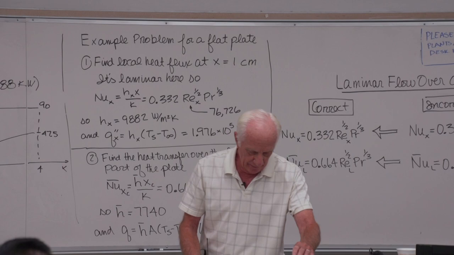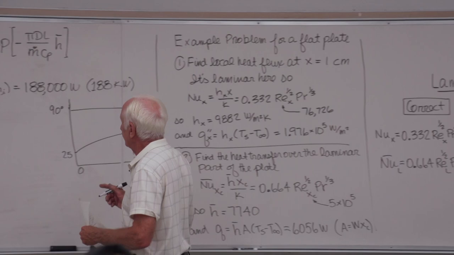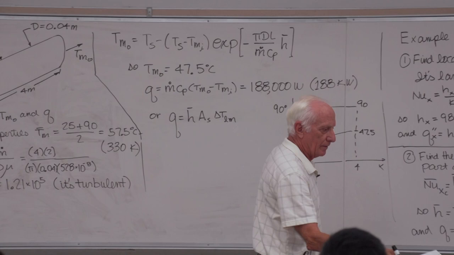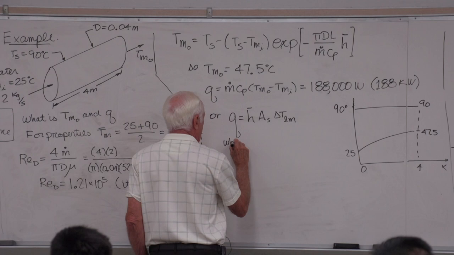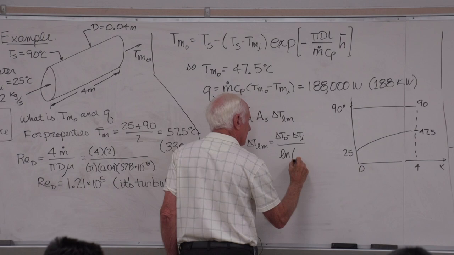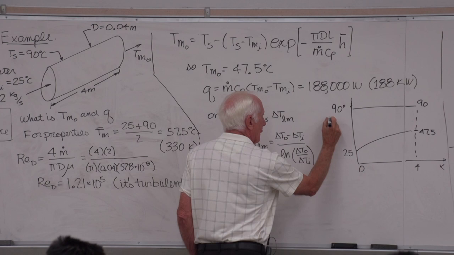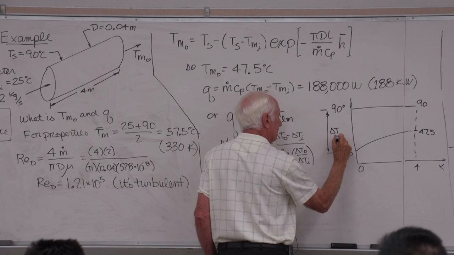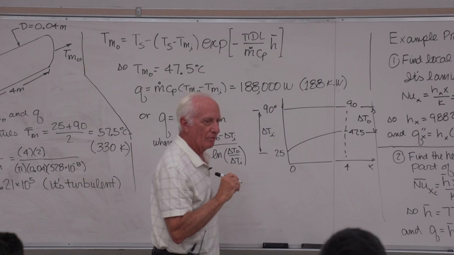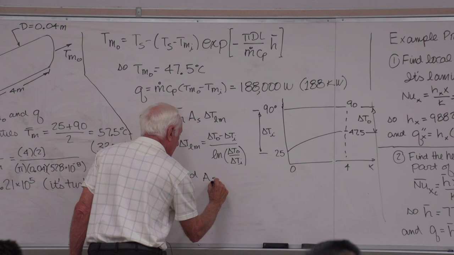And then we'll put the area in. So Q equals h bar times surface area times delta T log mean, where delta T log mean equals delta T out minus delta T in, divided by the natural log of delta T out over delta T in. Here's delta T in: 90 minus 25. Here's delta T out: 90 minus 47.5. The surface area of a tube is pi d L, circumference times length. Put that in there.